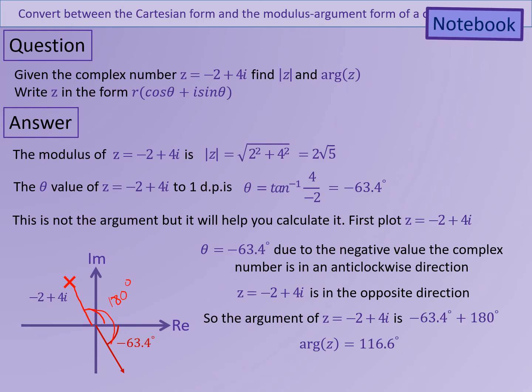That makes much more sense because when you look at the angle that we've drawn, it does look as though it's obtuse. It looks as though it's bigger than 90 but smaller than 180. So 116.6 falls within that range nicely. So therefore, if we wanted to write z equals minus 2 plus 4i in the form r cos theta plus i sin theta, we can do that just by putting in 2 root 5 for r and 116.6 for theta. So z is 2 root 5 bracket cos 116.6 plus i sin 116.6.